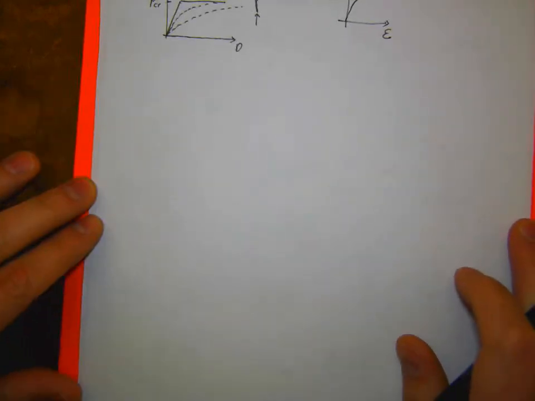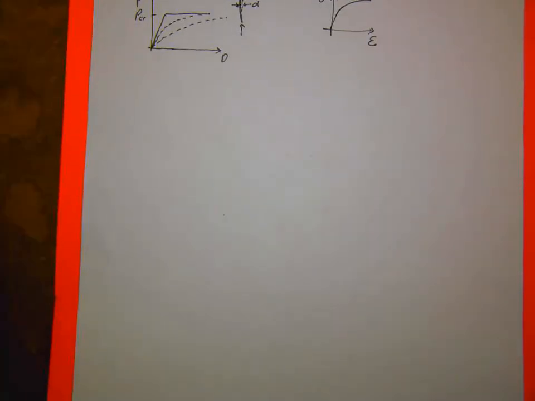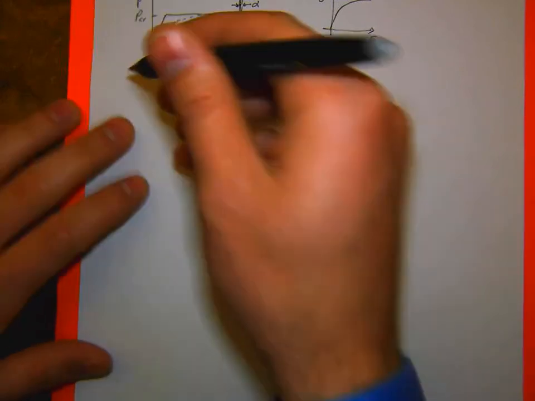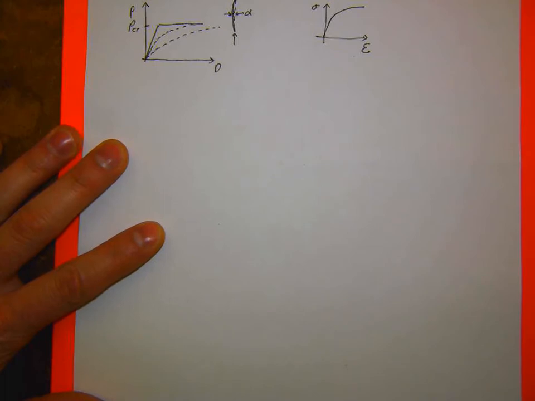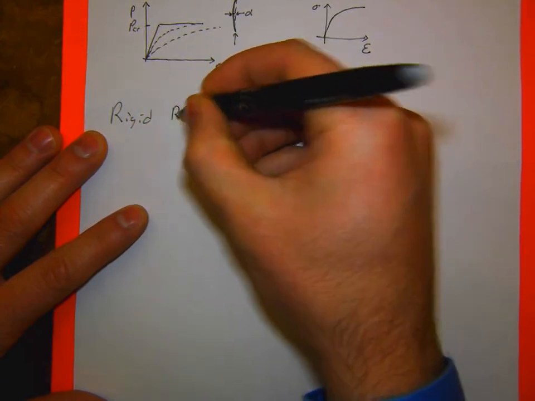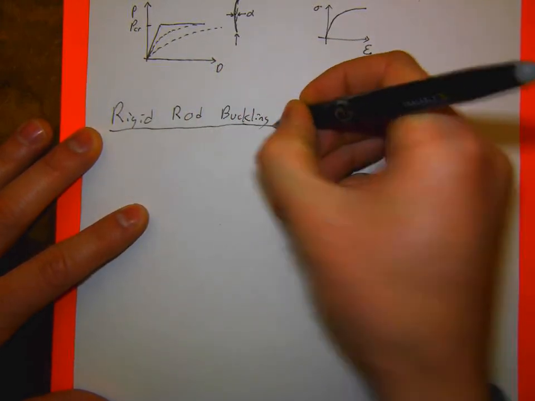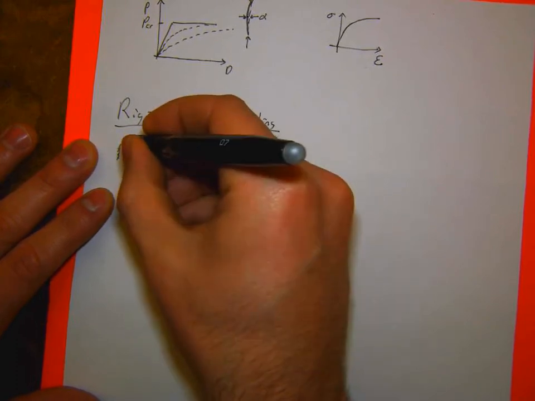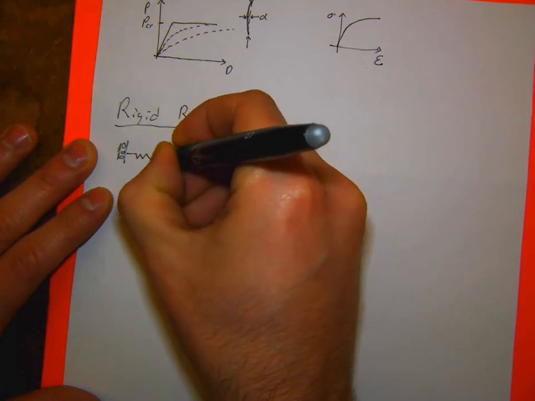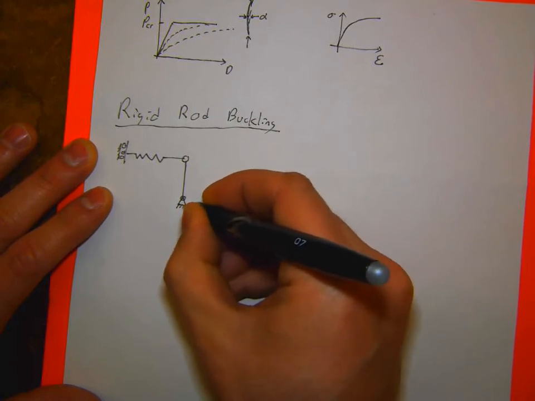So now in the last 10 minutes or so, I'm going to go through a real quick example of how you would do that sort of analysis, which is the simplest version of beam buckling analysis. So what we want to look at now is a simple model of a rigid rod with a spring connecting it. So we're going to look at rigid rod buckling here. For this setup, I'm going to have a spring connected to a slider plate here that's then pin jointed to a rod that is grounded here.